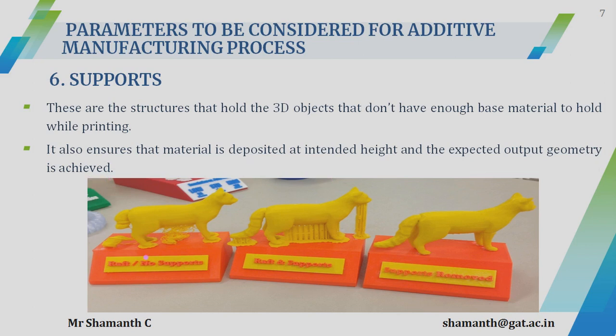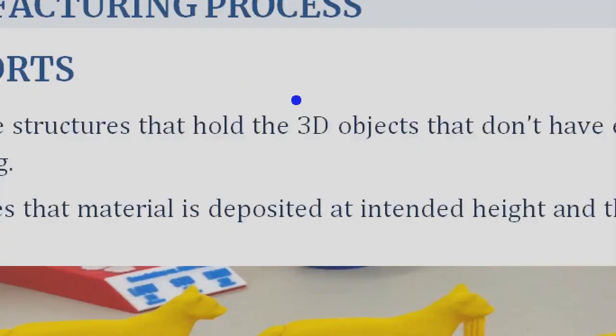Here you can see three figures. The first one does not have the support. The second image shows the part which has been printed using the support as well as the raft, and the third one shows the output after the supports are removed. Now you can see this. I'll just zoom.